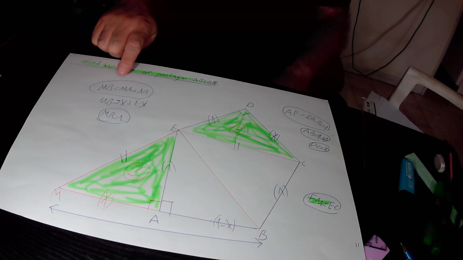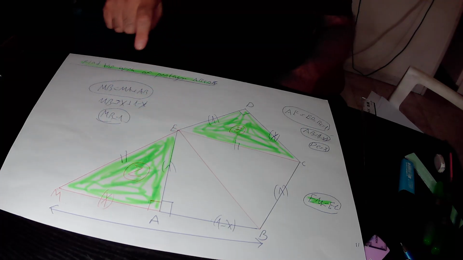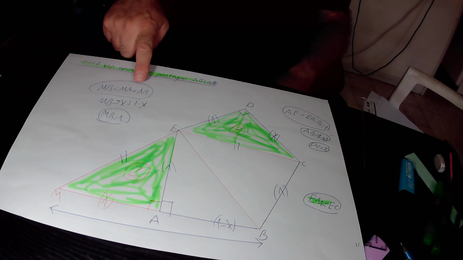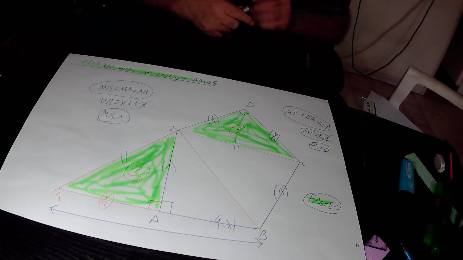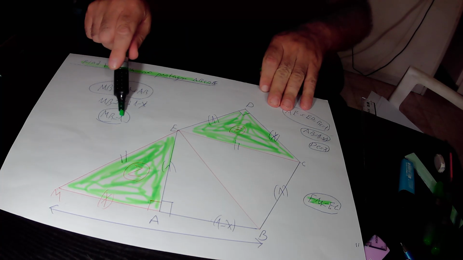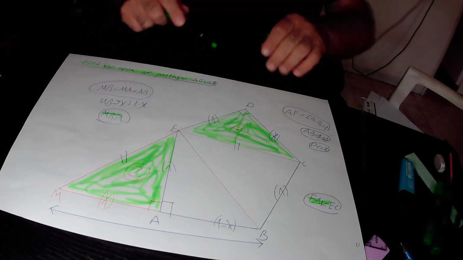So MB equals AM, that is X, plus AB, that is 1 minus X. X plus 1 minus X. X minus X is 0, so we're left only with 1. So in total, we found out that MB is equal to 1 unit in length.